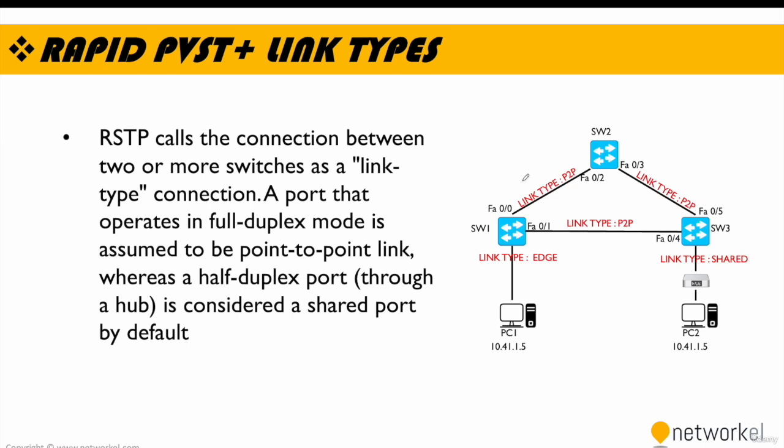When you have a look at this screen, this is a link type edge, directly connected to the PC. This is a link type point-to-point, which connects one switch to another directly. This one is also point-to-point, but this one is shared because this switch is connected to another device that is a hub, and this hub is connecting to this PC. So that means this is a link type shared.